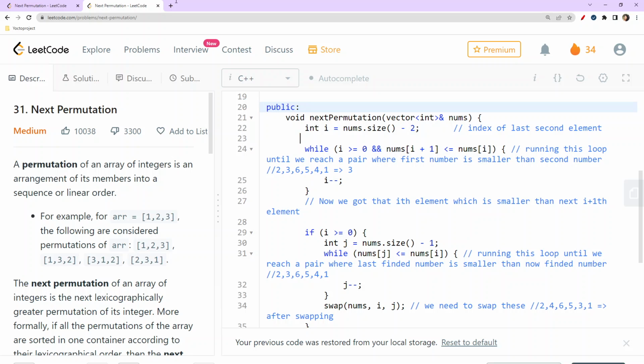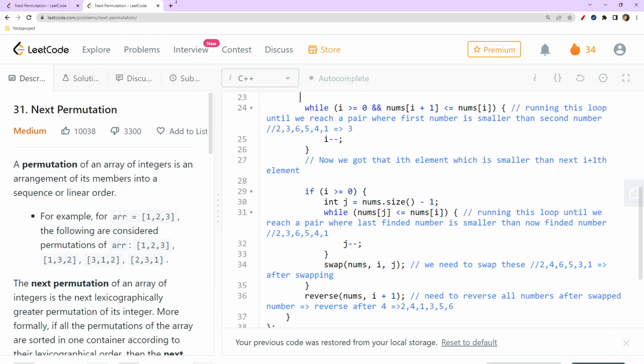Now we got that ith element which is smaller than the i plus 1 element, right? So we would be having this i with us, right? And we are having this check because there could be a possibility that i became negative while doing this, and this case will follow when it is in all descending order, like the 3 to 1 case. So that's why we are required to have this check.